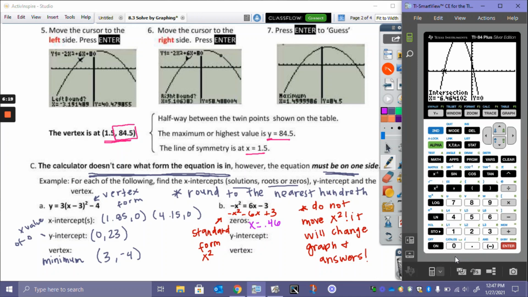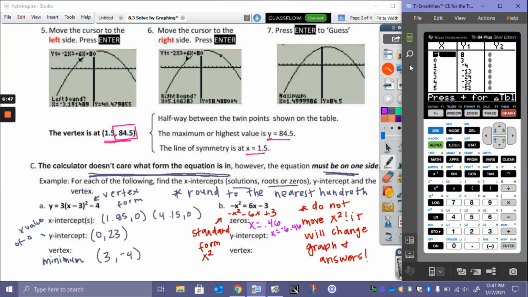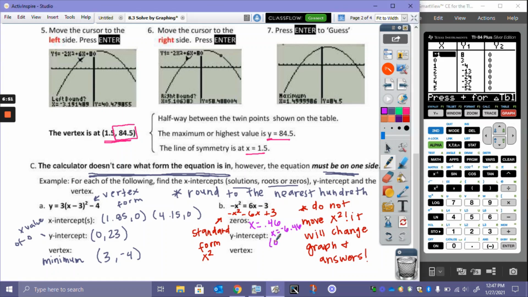Okay, and let's go and find our second one. And we get -6.464102. Okay, so our x value was -6.46. We don't want the ordered pair, we just want the x value. All right, now to find our y-intercept, let's look at our table, second table. We know we're looking for an x value of 0 here. So our y-intercept is going to be 0, 3.